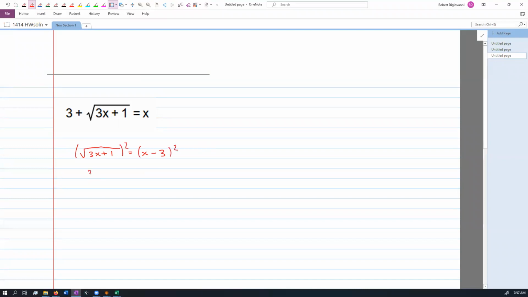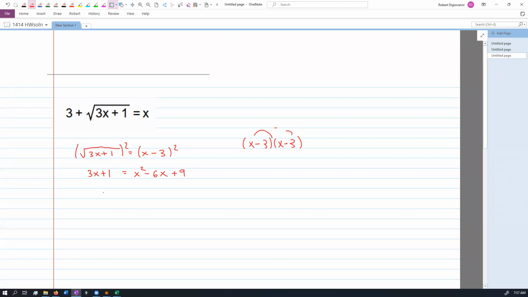On the left side, I get 3x plus 1. On the right side, you actually have to FOIL that. So you have to do this times itself. Do your FOIL and all that, and you should get x squared minus 6x plus 9. And again, we have a quadratic equation.